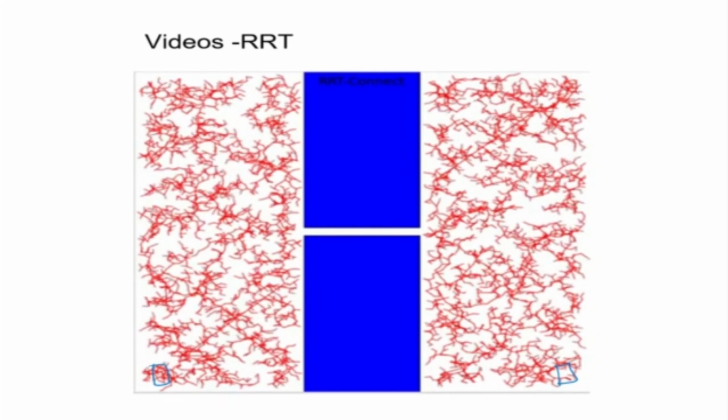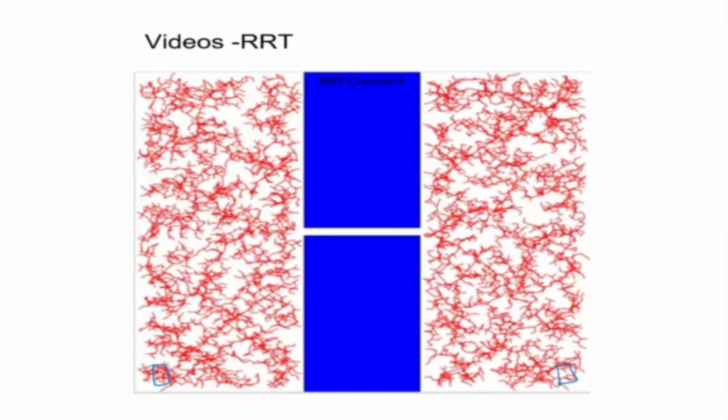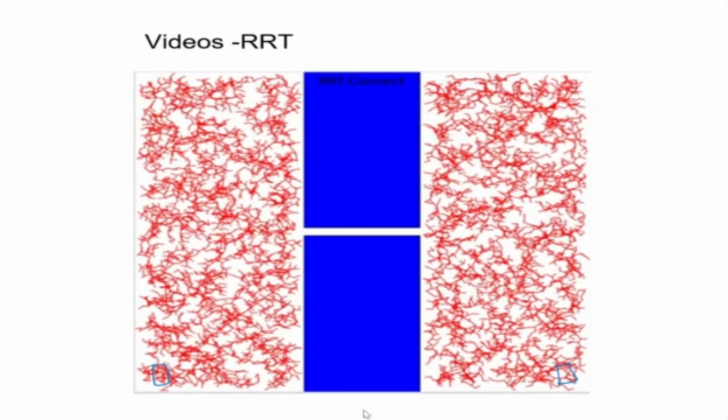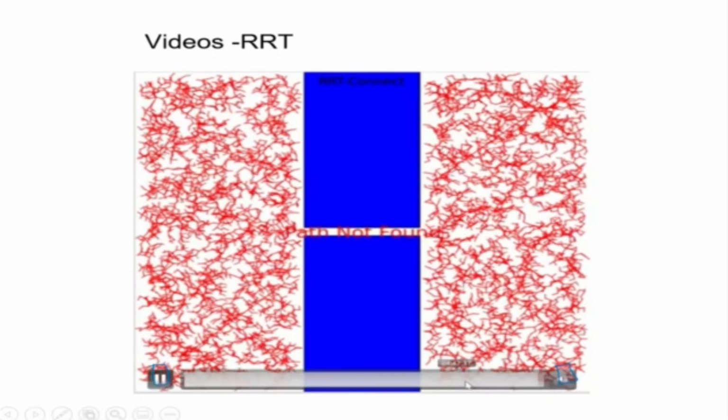So here also it is sampling, but then it is not getting a path because it has not managed to reach the corner of the samples. So it is still sampling. This is also showing you the importance of being able to sample in the narrow passages. Now let's look at it. So it's saying path not found, but you can very clearly see that there is a path.